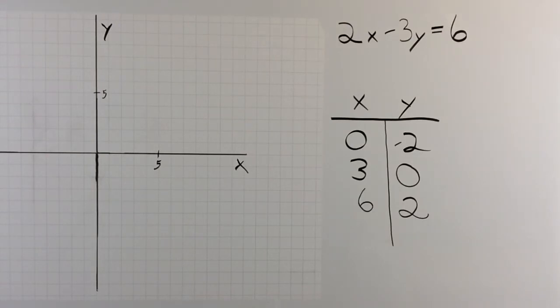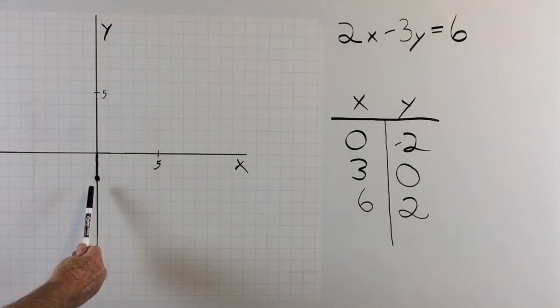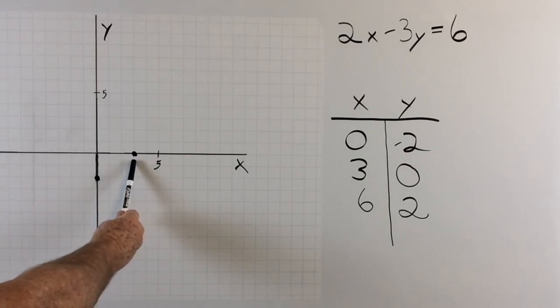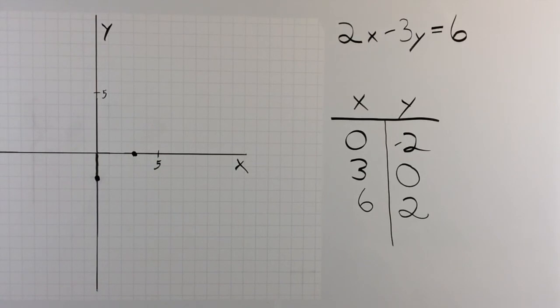So let's plot these out. 0, negative 2 is right here on the y-axis. X equals 0, y equals negative 2. So on the x-axis, the x-intercept is 3. And again, that may be a little difficult to see because it's on the line. So x coming out to 3 and a y value of 0. And our last point is going to be x6, y2.